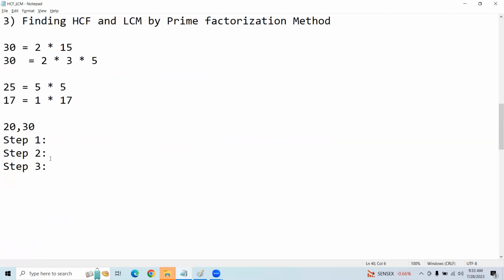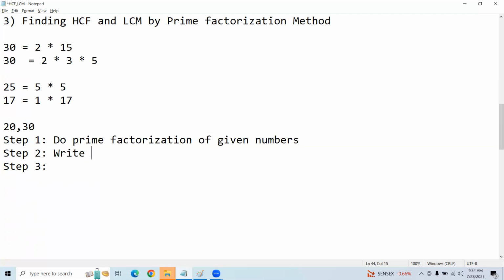Okay. So let's now look at the method of finding HCF and LCM by this method. Let's take the example of 20 and 30. Our first step is to do prime factorization of both numbers. It can be 2 numbers, it can be 3 numbers. The method is going to be the same. Nothing is going to change here. So the first step is we'll do prime factorization of the given numbers.